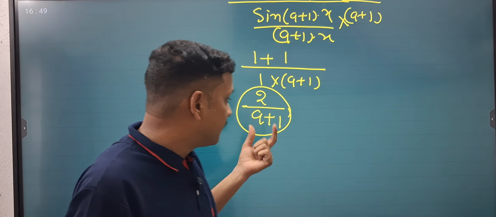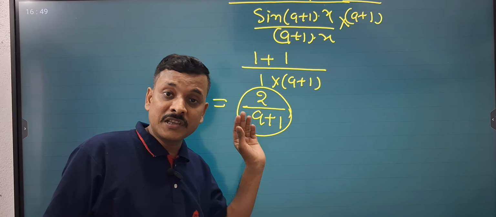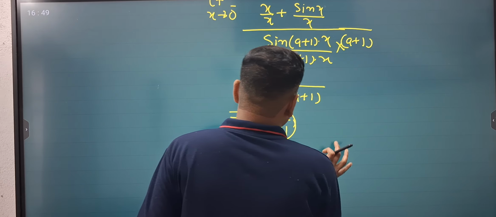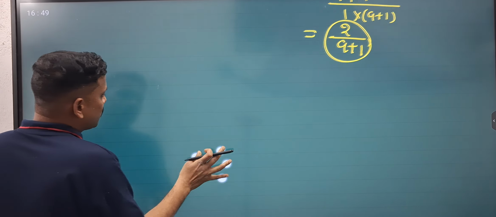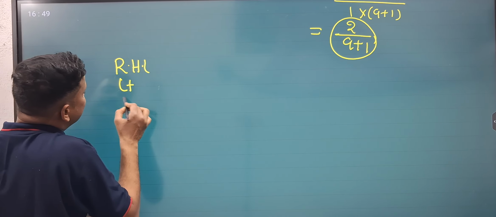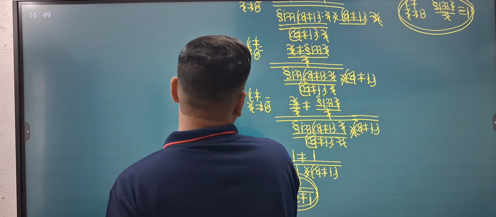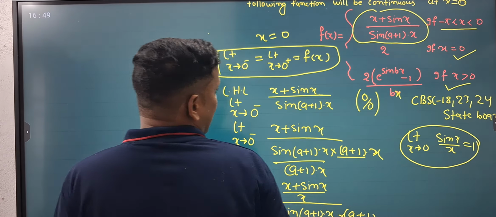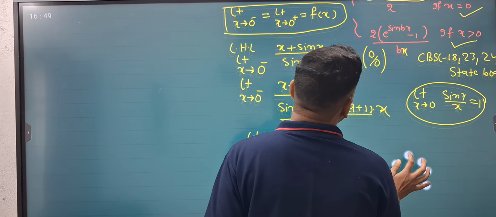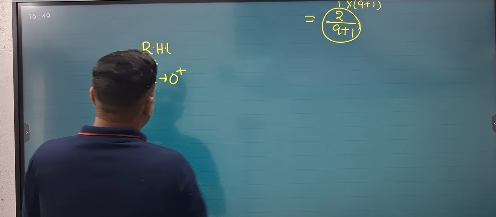And if you find the RHL limit you will get the same, because they already told that this function is continuous at x equals 0. If you want to check you can check the RHL limit also. For limit x tends to 0 plus, which function do you have to take? For x greater than 0 you have to choose these functions. So you just take this function, 2e to the power sine bx minus 1 by bx. You just write it for the RHL limit.